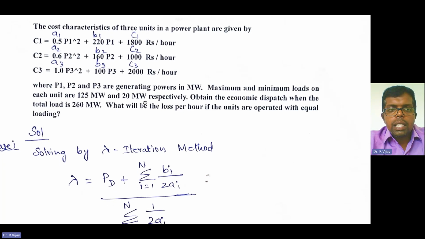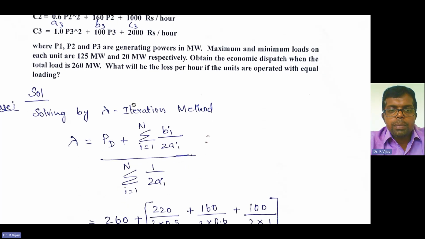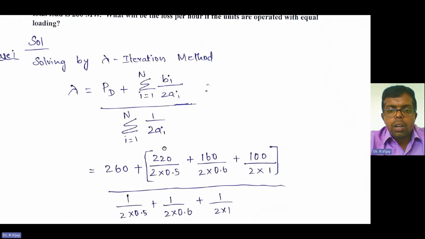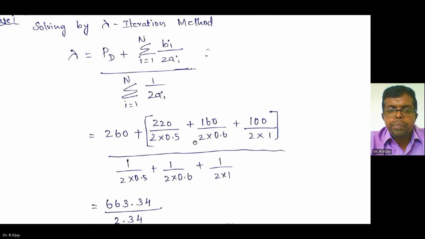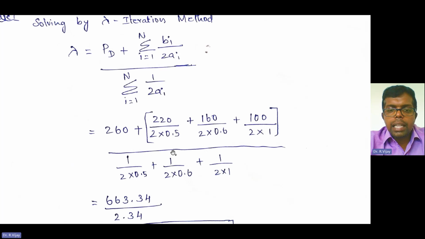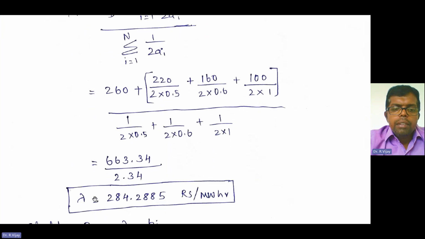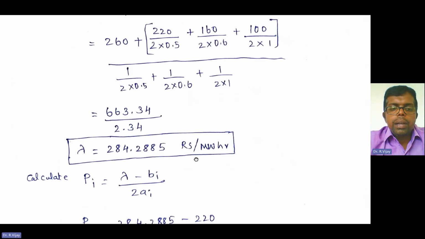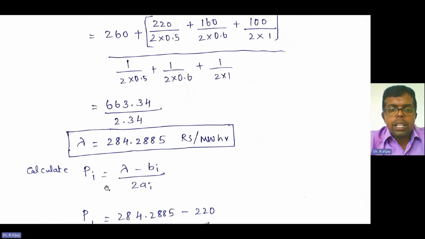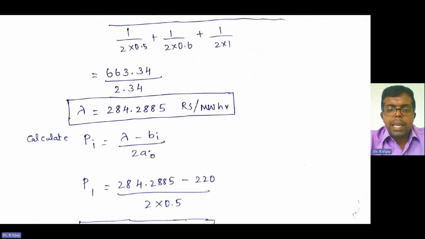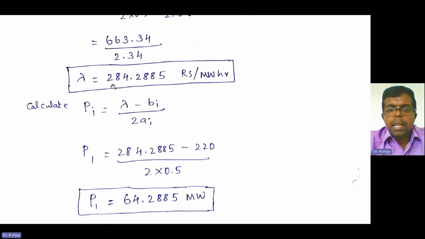Here we are simply substituting the fuel cost coefficients in this equation. After substituting, we get the equation like this. Simplifying, we get the lambda value as 284.2885 rupees per megawatt hour. Next, we have to calculate Pi. Pi is equal to lambda minus bi divided by 2ai. Lambda we already calculated, minus bi divided by 2ai.